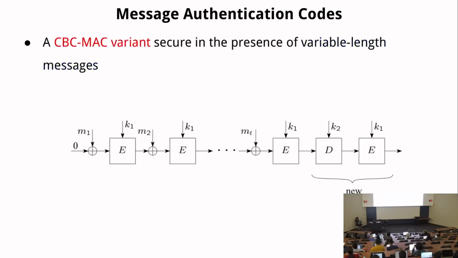So CBC MAC is simple. We use the CBC mode of the encryption. Remember that in CBC mode, we divide the message into smaller blocks. So here we divide the message into M1, M2, up to MT, smaller blocks. Then we have an IV. In encryption, the IV is randomly generated. It's not really a secret, but randomly generated. In MAC, we just use 0. The first one we use 0, exclusive OR with M1. Then after that, we go to the AES encryption using the key.